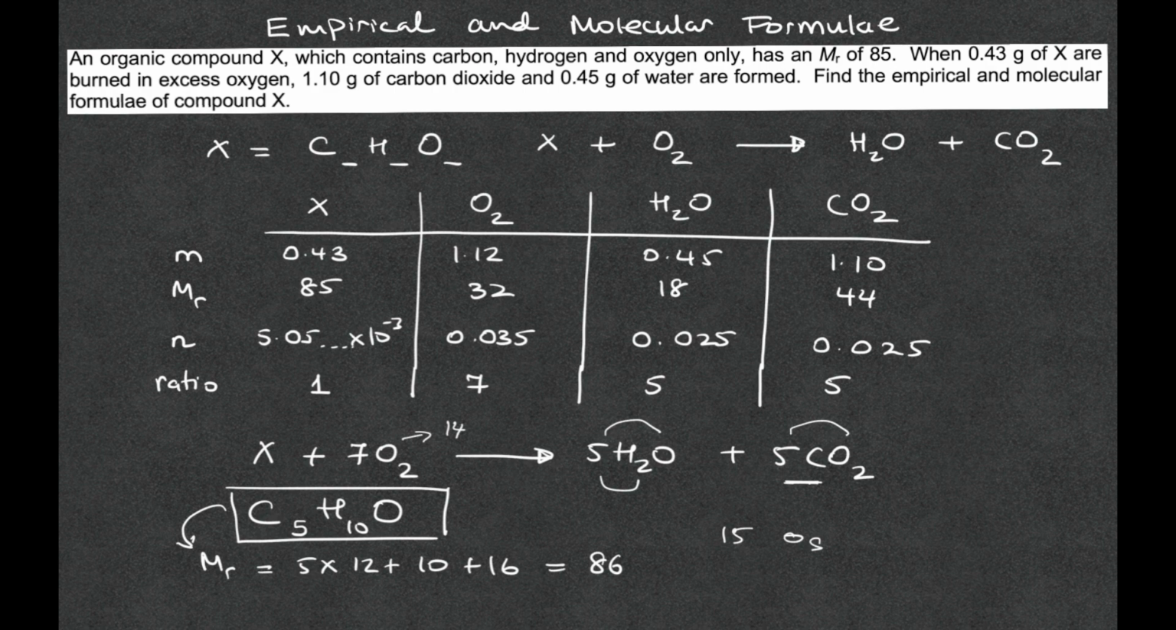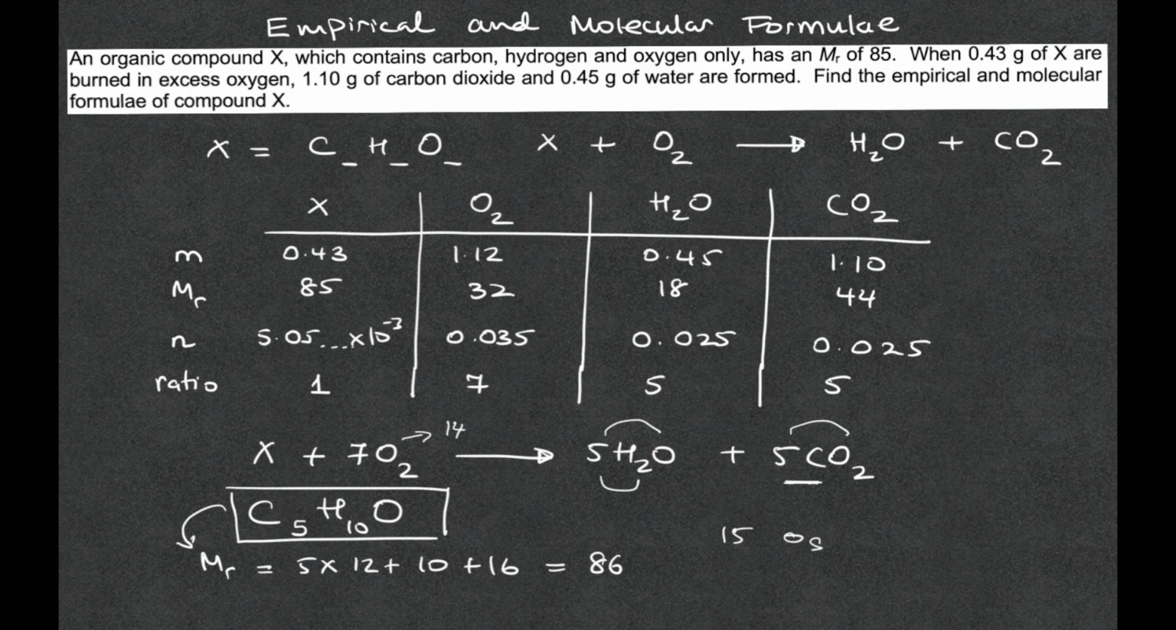Oh, okay. Well, I think technically, therefore, in the question, it should say Mr of 86, not 85. It will hardly make any difference in our calculations in the table though, but I feel like that could be a typo.